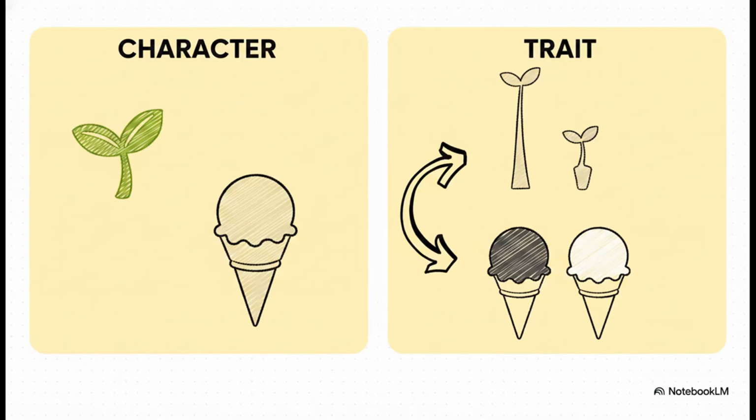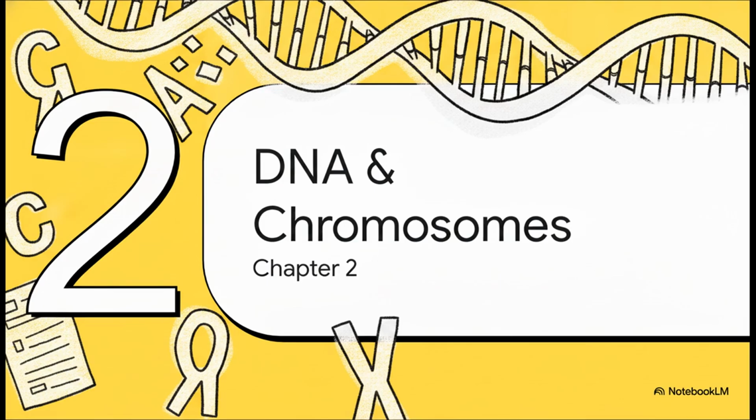Now, it's super easy to mix up these next two terms, character and trait. A character is any heritable feature of an organism that can exist in different forms, like plant height or flower color. Think of a character as the broad category, kind of like ice cream flavor. A trait, on the other hand, is the particular, specific expression of that character. So if the character is plant height, the trait is being tall or dwarf. If the character is ice cream flavor, the trait is chocolate or vanilla. Makes sense, right?